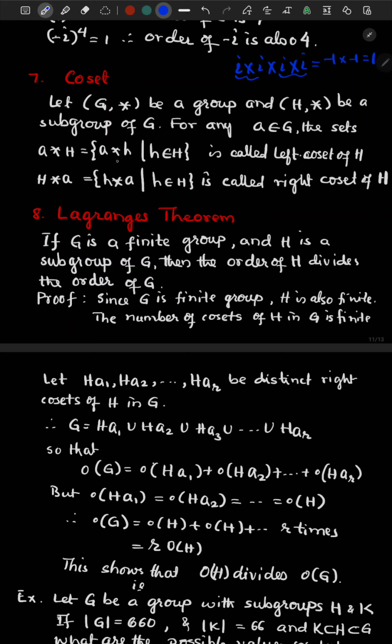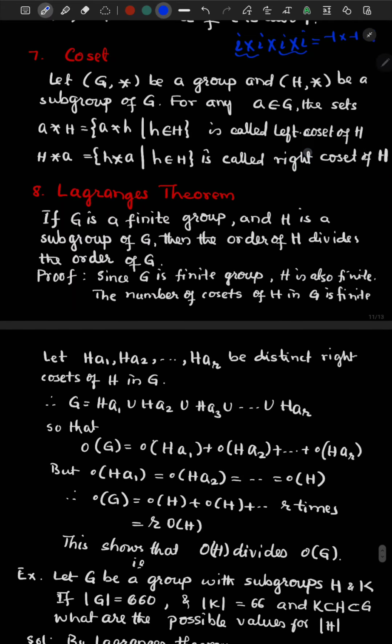So in the left coset, the elements of the set H are multiplied with a from the left side. In the right coset, the elements of H are multiplied with a on the right side. The number of elements in these cosets will be the same as the number of elements in H. That is, the order of a coset, left coset or right coset, will be the same as the order of H. That is, the number of elements, no change.